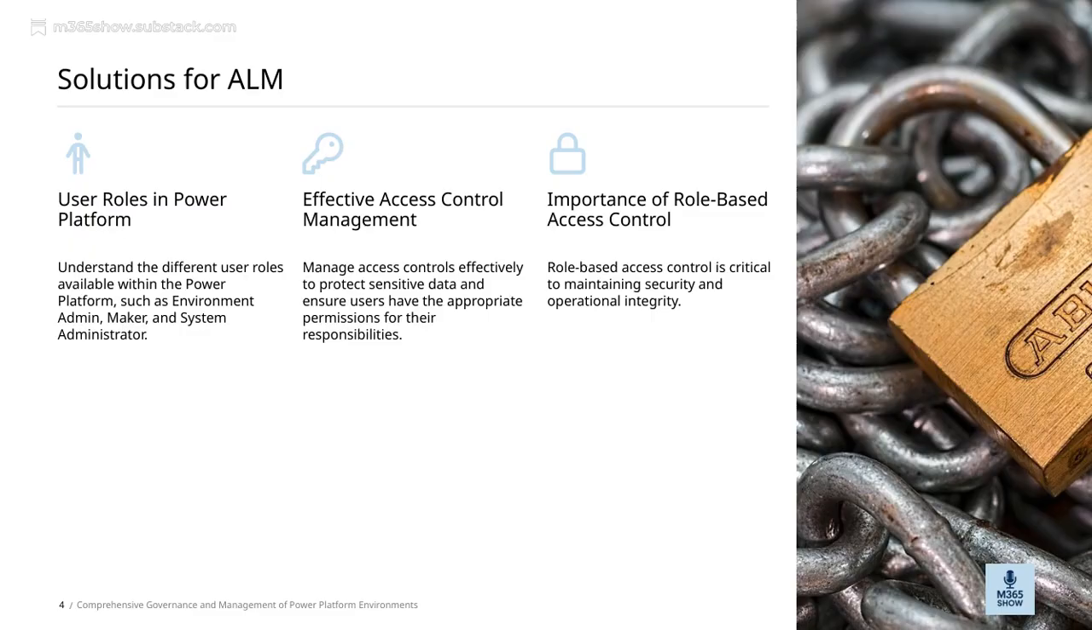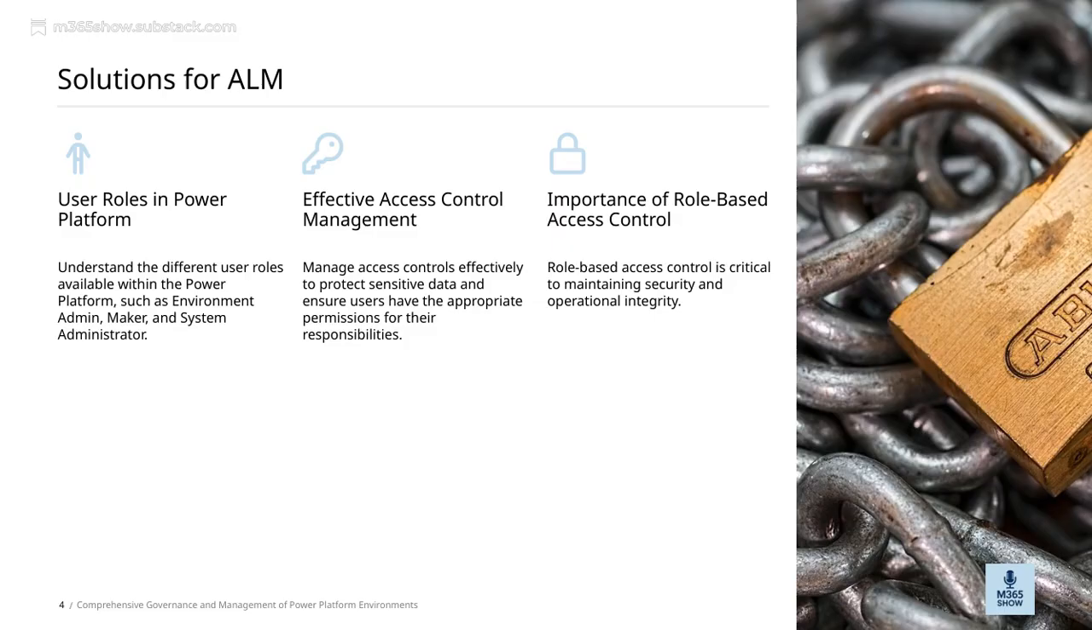Let's talk about solutions for ALM, specifically focusing on the comprehensive governance and management of Power Platform environments. One of the most critical aspects here is role-based access control. This is essential for maintaining both security and operational integrity within your environment. Managing access controls effectively is key to protecting sensitive data and ensuring that users only have the permissions necessary for their roles. It's about striking the right balance, giving users enough access to do their jobs, but not so much that it creates security risks.